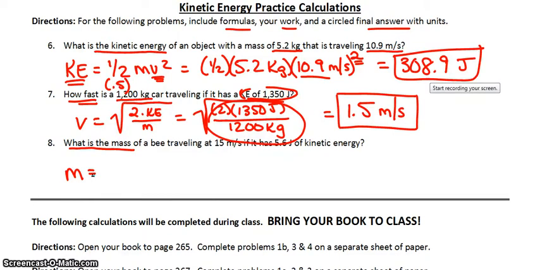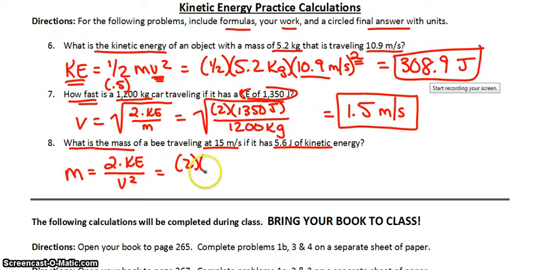But let's say I didn't specifically tell you that it was kinetic energy. How would you know which mass formula to use? You need to look and see what information the problem gives you. They give you velocity and they give you kinetic energy. That tells you that you're using this formula. Mass equals 2 times kinetic energy divided by velocity squared.